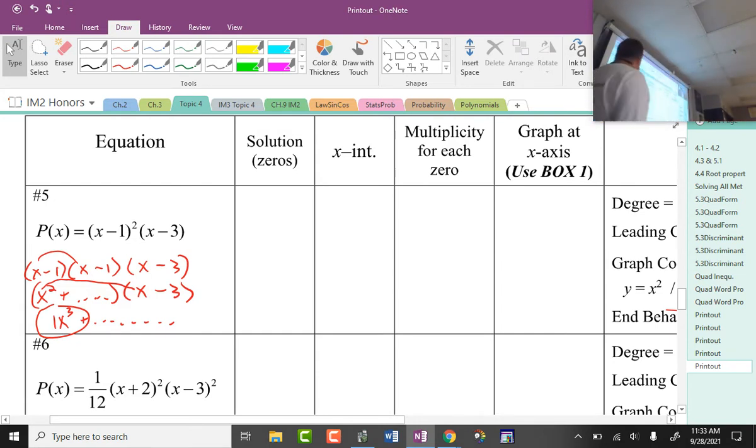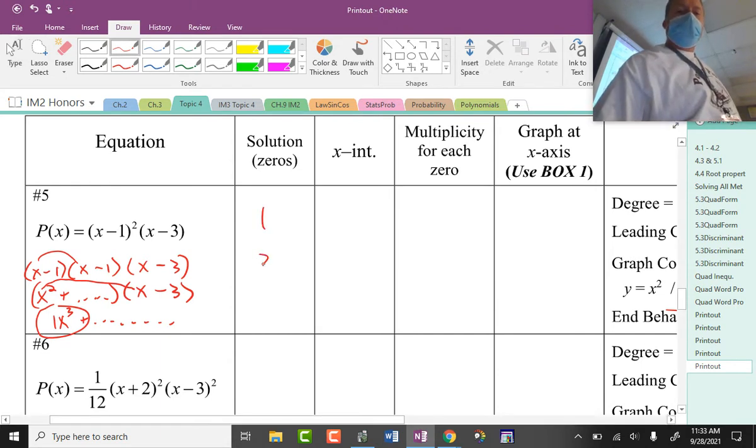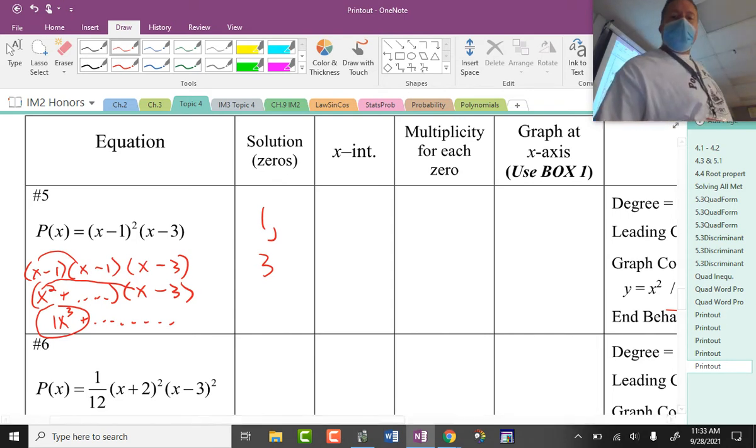So what are the solutions? What number can I plug in for x to make this 0? 3, 2, 1, go. 1. What number can I plug in here? 3, 2, 1, go. 3. So 1 and 3 are the solutions. And you do write them just like that. 1 is a solution, 3 is a solution. But that means you have an x-intercept at (1, 0) and (3, 0).